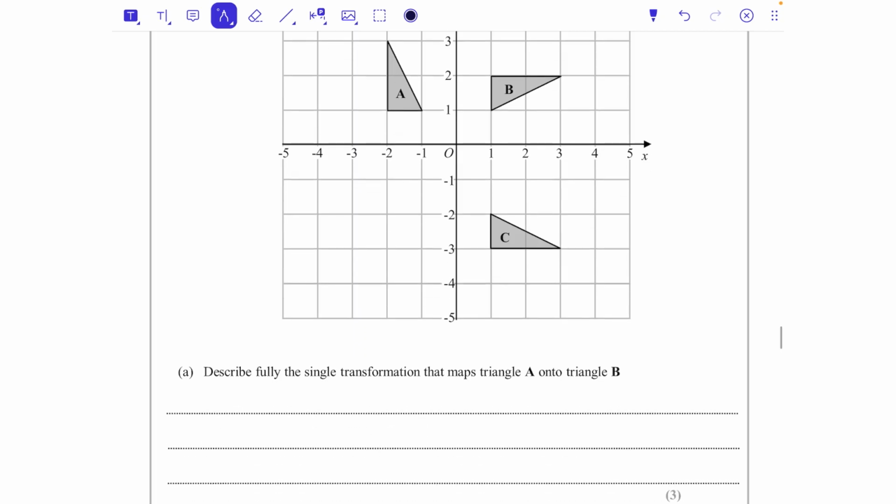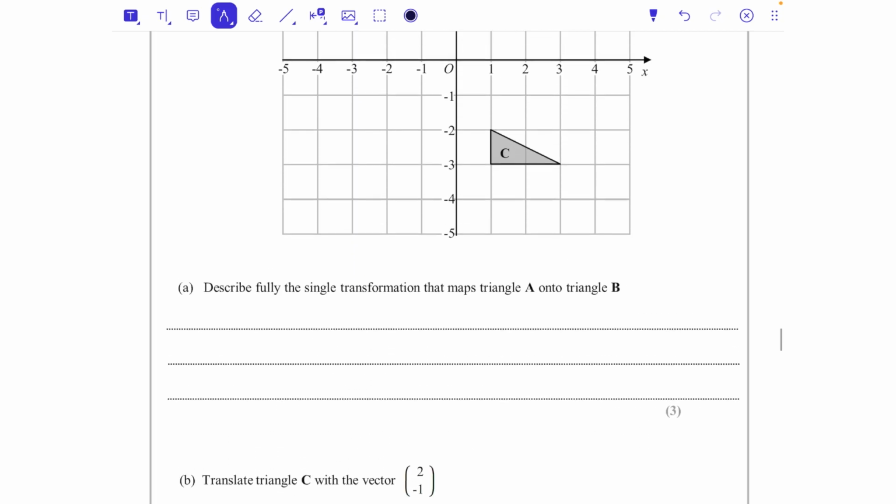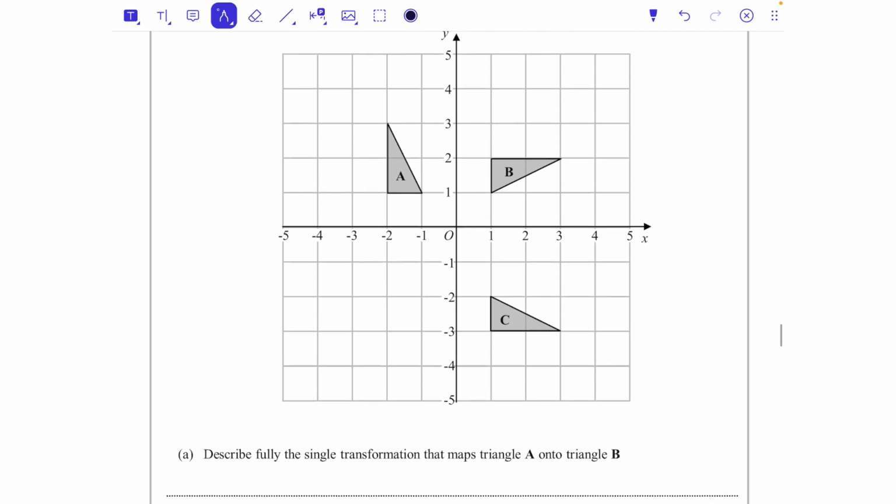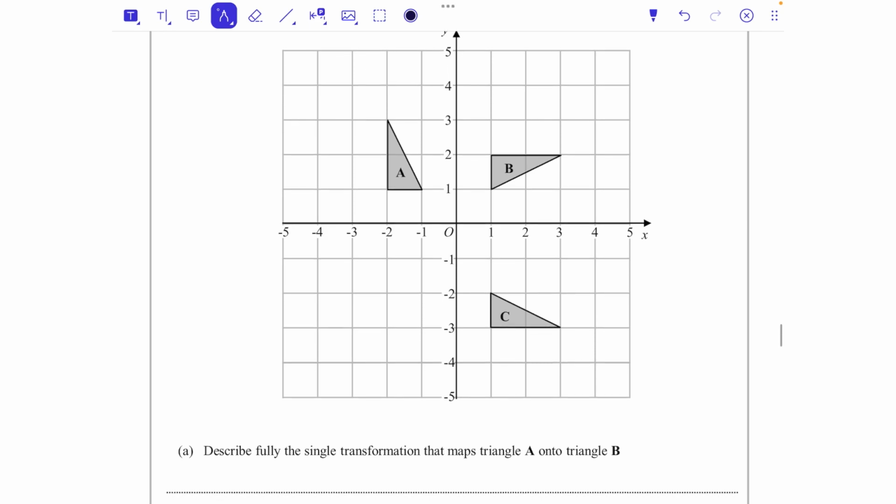Okay, question number 16. Describe fully the single transformation that maps A onto B. So with transformations, you've got 4 to pick from. You've got enlargement, rotation, reflection, and translation. Enlargement is going to be if it's a bigger or smaller version of the shape.